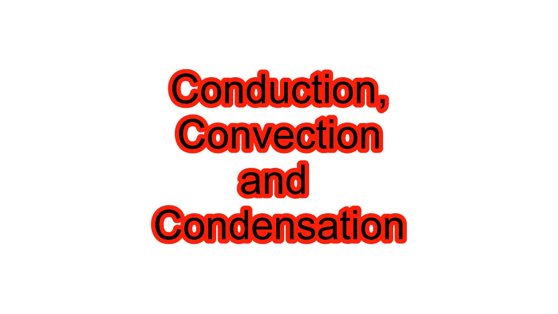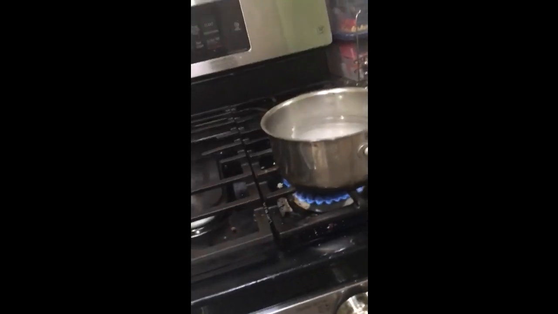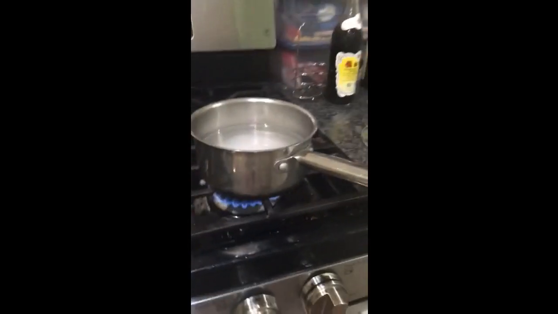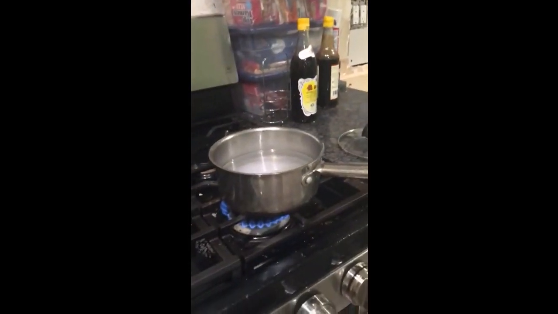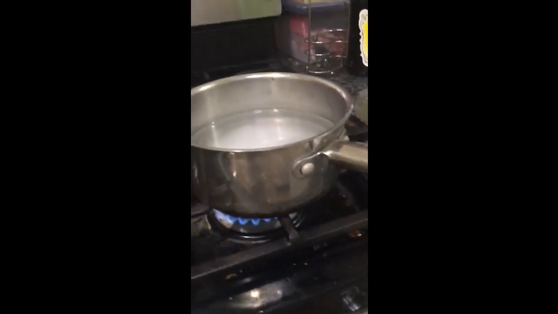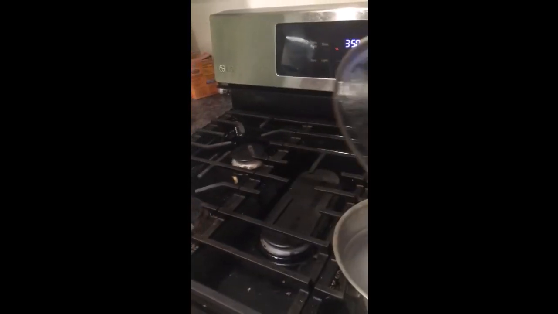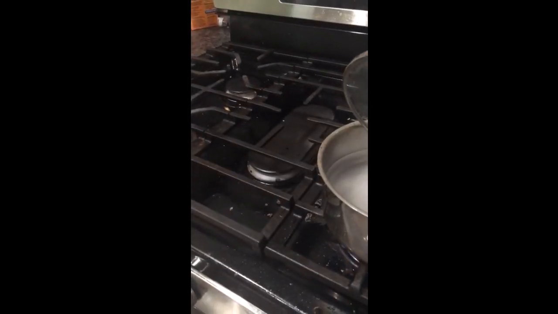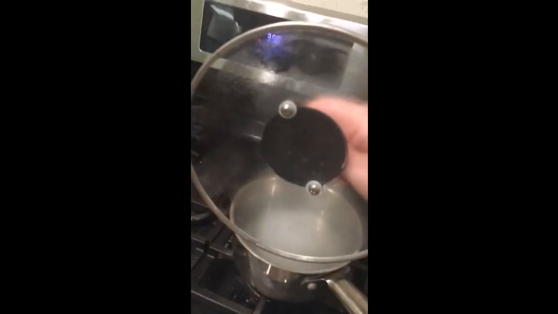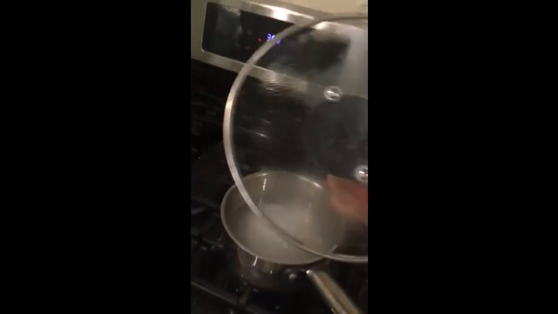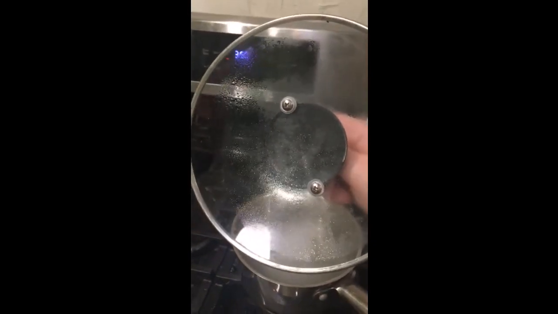Putting this cold pan on the heat, showing that the conduction heats up the water and heats up the pan. While I'm boiling this water, the condensation from the water that I'm trying to boil went onto this cover, which made water droplets from the water vapor touching a cooler surface.